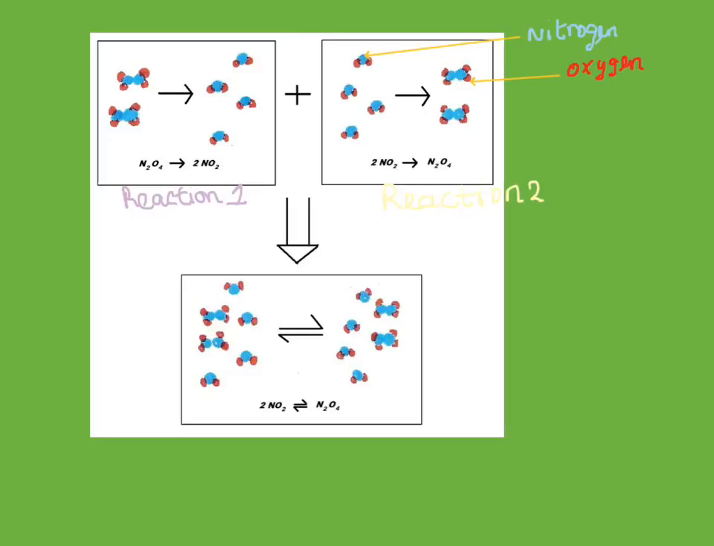To get the third reaction, which is reaction 3, we need to combine reaction 1 and 2. And if we combine reaction 1 and 2, we will obtain a reversible reaction where the 2NO2 decomposes to give N2O4, and N2O4 also decomposes to give the 2NO2 back.